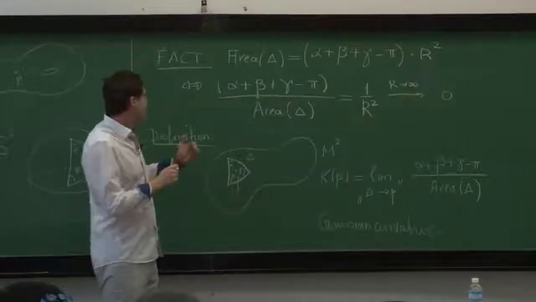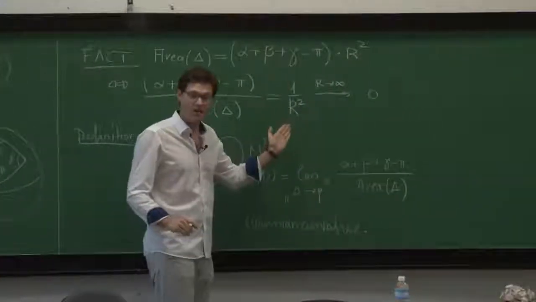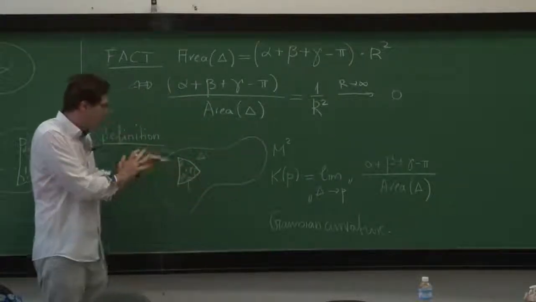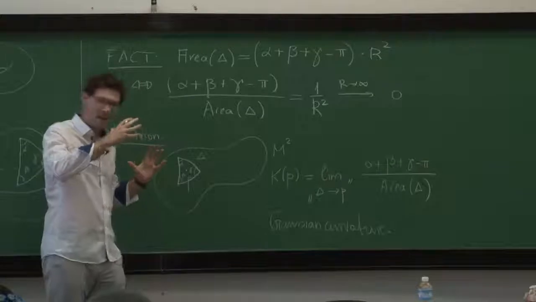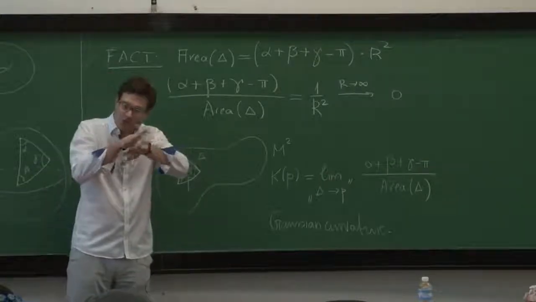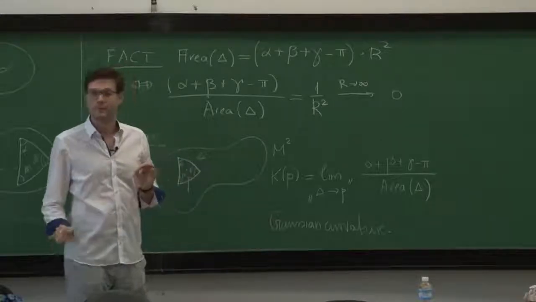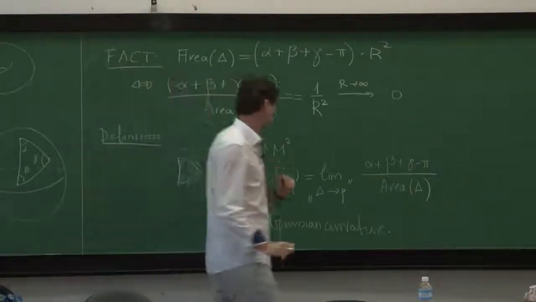Basically, it is equal to 1 divided by r squared, where r is the radius of a sphere which approximates my manifold tangentially as much as possible at this given point P. Right? So this is the Gaussian curvature.